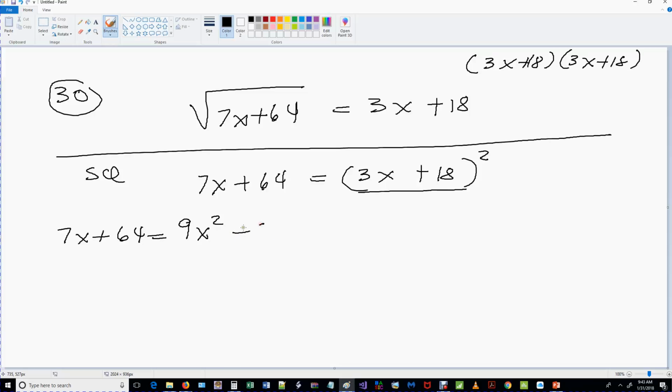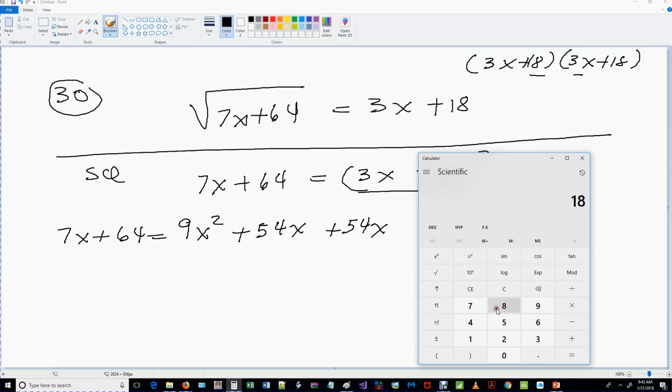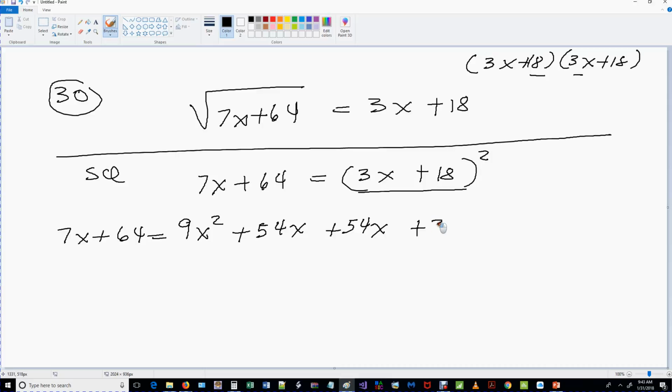So 54x. You do the inner, so it's 18 times 3x again, so that's 54x again. And then you do 18 squared, that's 324. Alright, plus 324. Now let's keep doing this. 7x plus 64. On the right hand side, you got 9x squared. You have to add 54x and 54x, that means 108x, and plus 324.